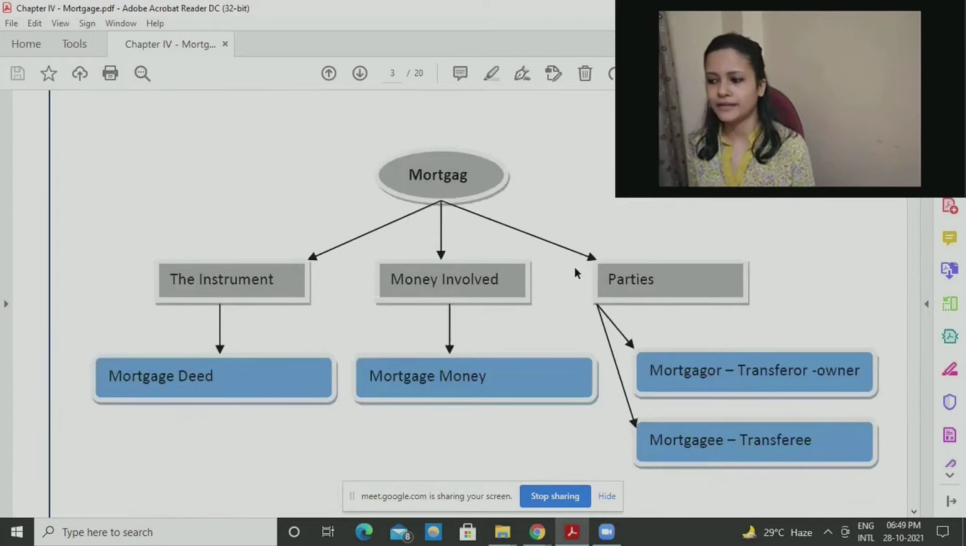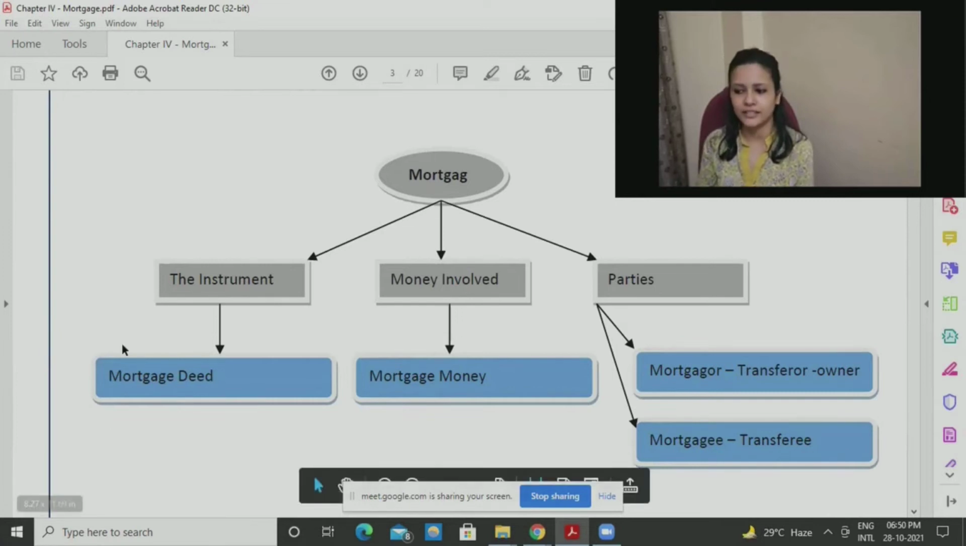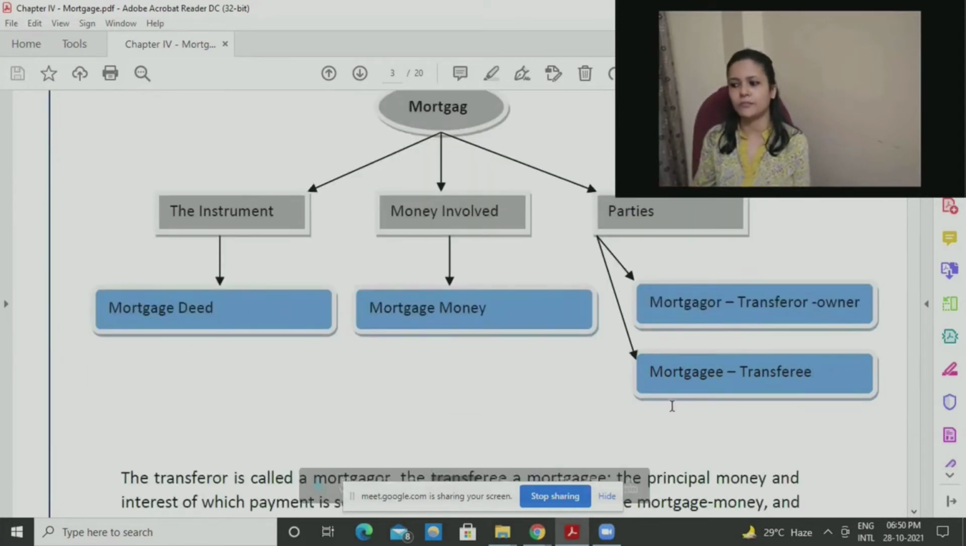So there are basically 3 different words that we get in mortgage. And these words are also mentioned in section 58 clause (a). It is the instrument, the money involved, and the parties who are there. The instrument, which will specify rights and obligations of parties, the type of mortgage that it is, duration, everything. That instrument is mortgage deed, where everything will be mentioned. Money involved, whatever is the amount concerned, that is the mortgage money, how much amount the person has taken. And there are two parties involved in a mortgage, that is mortgagor and mortgagee.